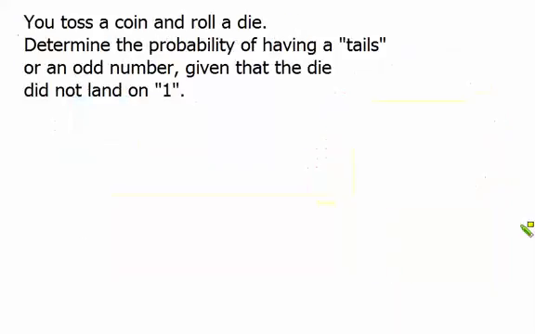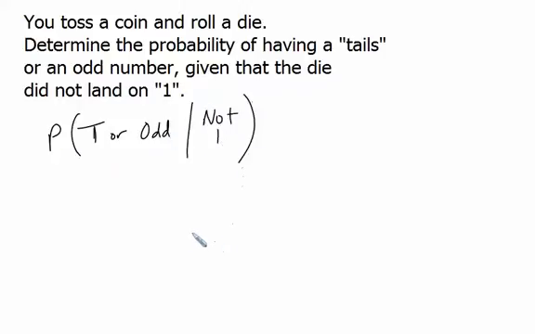One more problem, and that problem is now on the screen. We're tossing a coin and rolling a die. We want the probability of having a tails or an odd number, given that the die did not land on 1. So probability of tails or odd, given that it was not a 1. Now, yes, we could use formulas to do this, but it's just going to be easier, again, to consider the sample space. So we're tossing a coin, rolling a die.